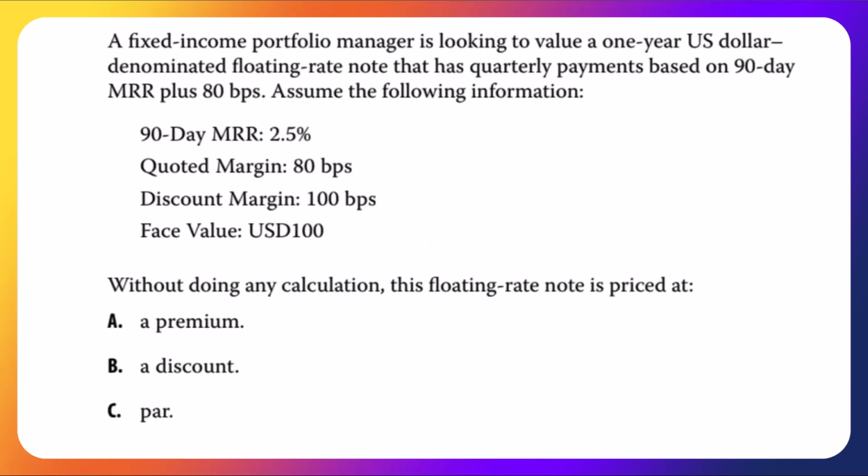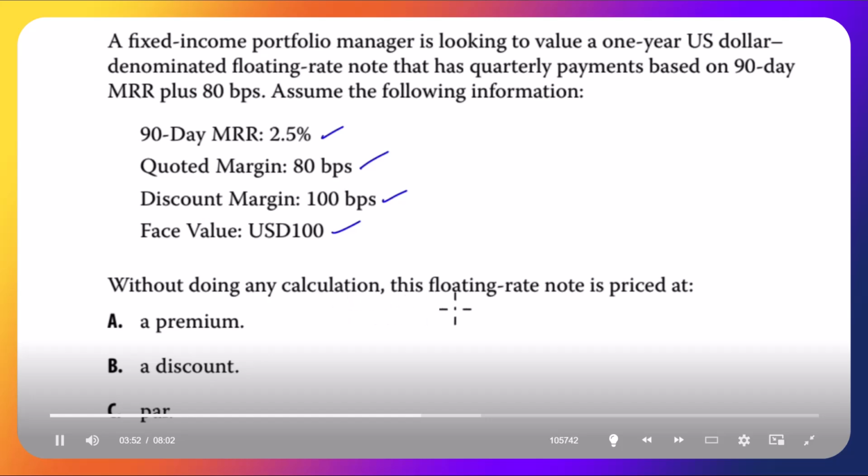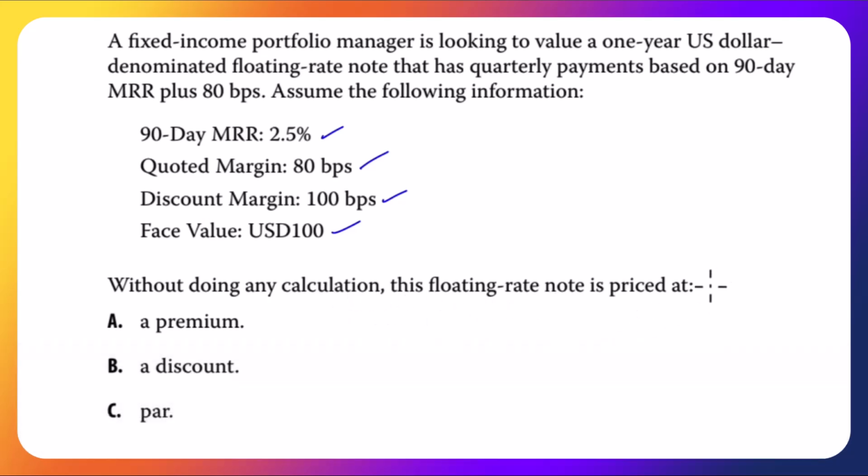So B, a fixed income portfolio manager is looking to value a 1-year US dollar denominated floating rate note that has quarterly payments based on 90-day MRR plus 80 basis points. Assume the following. 90-day MRR, 2.5%. The quoted margin is 80 basis points. Discount margin is 100, and our face value is $100. Without doing any calculation, this floating rate note is priced at.